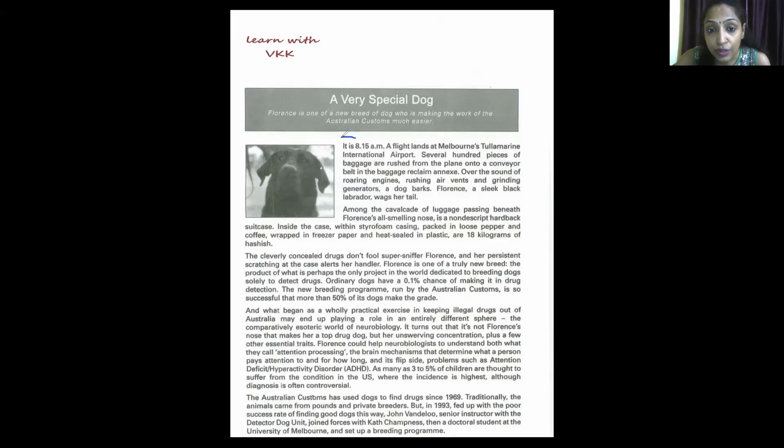So I have some info here. You can pause and you can also read it. I get some information here, a situation at an international airport. Then I get some information about some luggage. You can pause and you can read it later. I get to know information about a super sniffer dog, Florence. And as I come to this paragraph, just notice this particular paragraph as we read. Now I can see something which is ADHD.